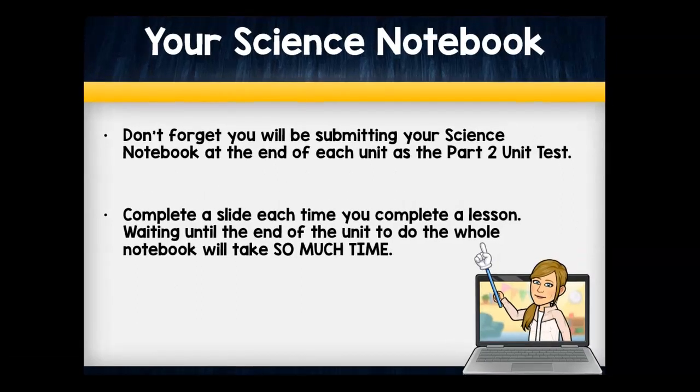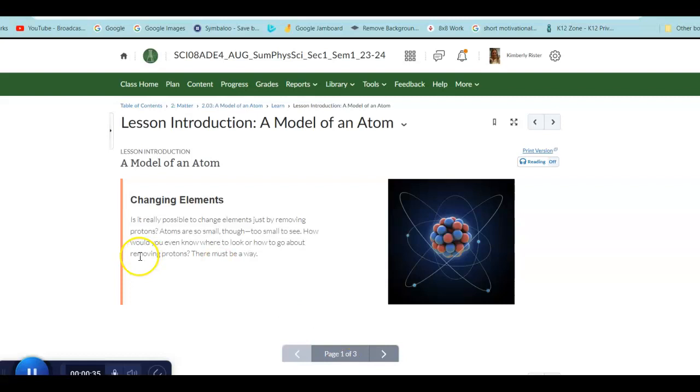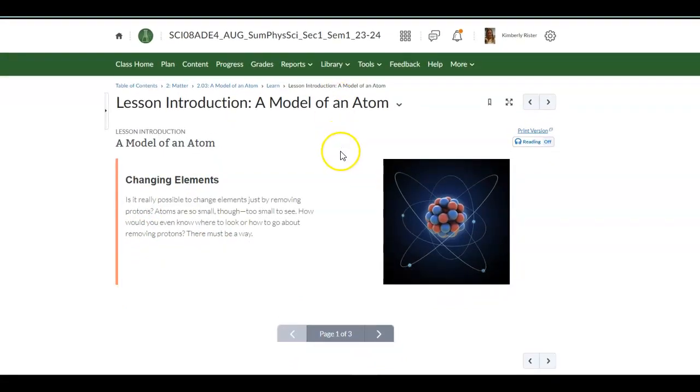So don't forget that you do need to include your notes and guiding questions in your science notebook. And if you struggle with note taking, I will be highlighting the things out of the lesson that you should include in your notes, and I'll also be answering those guiding questions. So be sure to jot down those answers. So with that, we'll jump into the lesson and go ahead and get started.